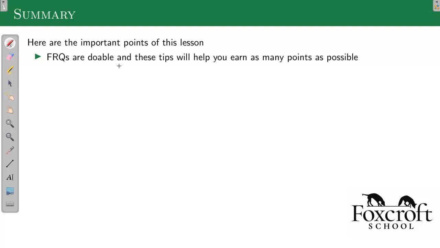All right, but it's not impossible to do these FRQs. When we do the first one, half the class will get a 1 or 2 out of 9. But we're going to get better and better as we practice.